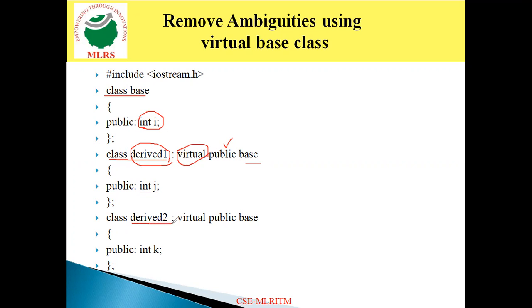Next is derived 2. I am deriving derived 2 from the same base class, also in public mode, and I am specifying that this base class is a virtual base class. So instead of generating 2 copies of the i value, C++ will take care to generate only a single copy of i. Derived 1 has its own data member, int j, and derived 2 has its own data member, int k. Then we close the class.